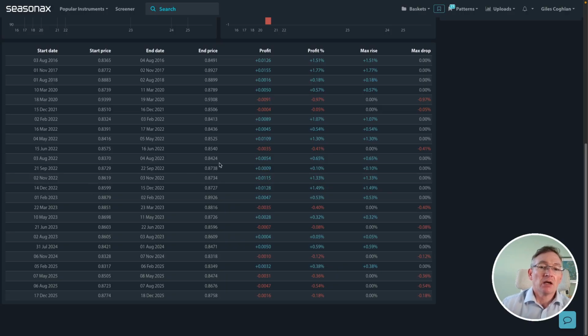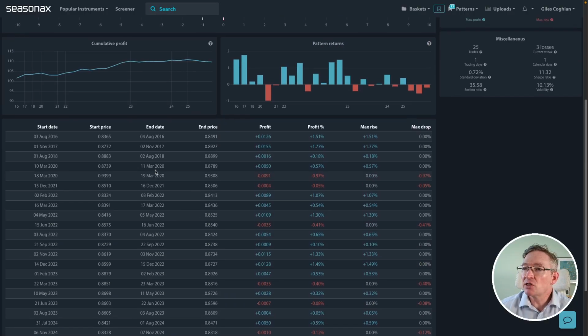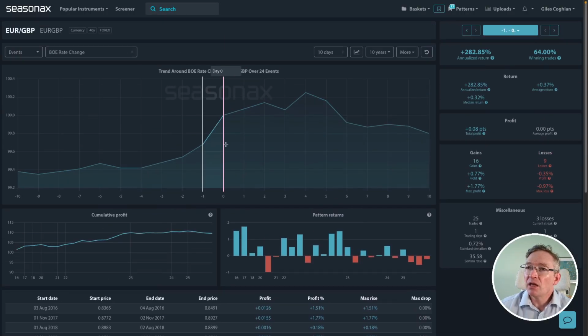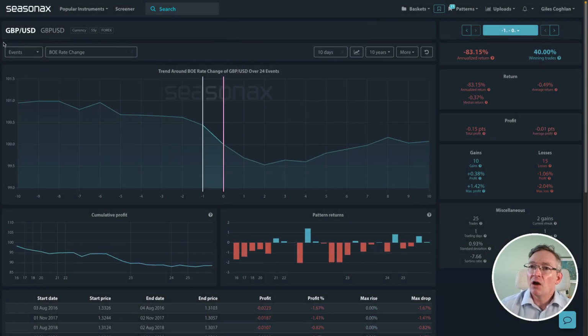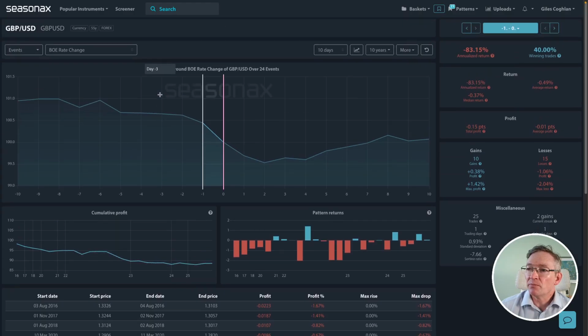Now, how do you use this for stop loss calibration around economic events? Economic releases naturally generate volatility, but how much is normal? Seasonax helps answer that question by showing the historical post-event behavior, and this is very helpful. Say we want to go back to the pound again on the Bank of England interest rate decision.